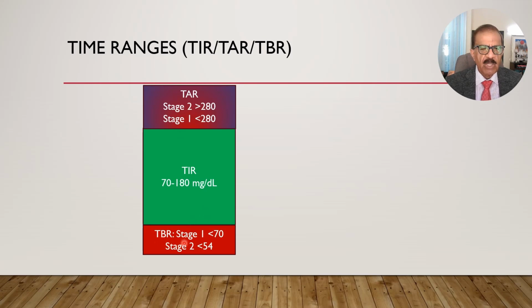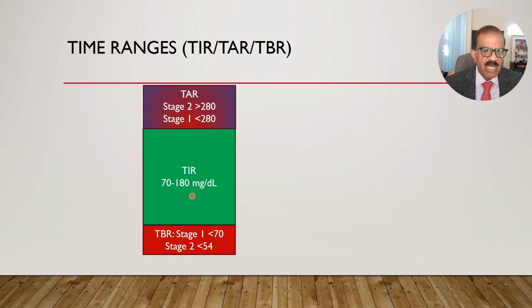If the sugar is below 70 but above 54, it is called stage 1 time below range. But if it is below 54, then it is stage 2. Of course, stage 2 hypoglycemia is the one which is serious, or it could be serious, and third party intervention is needed.